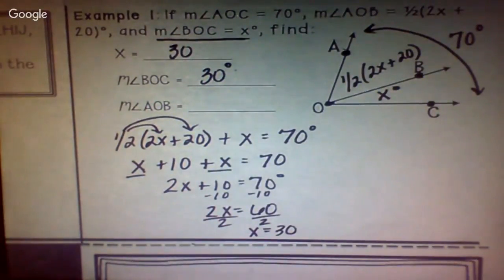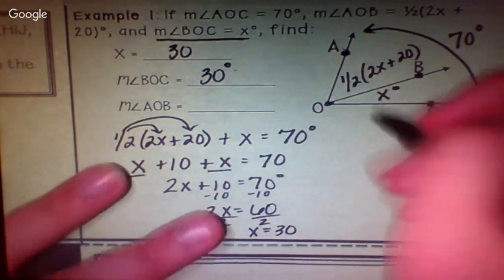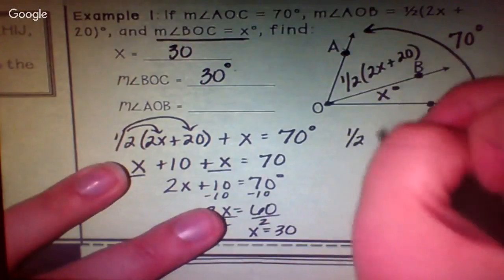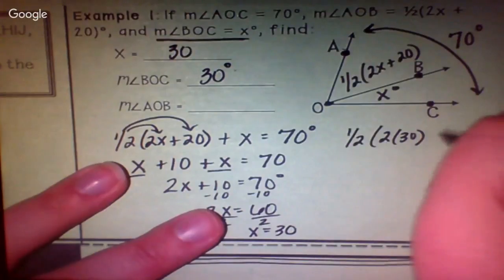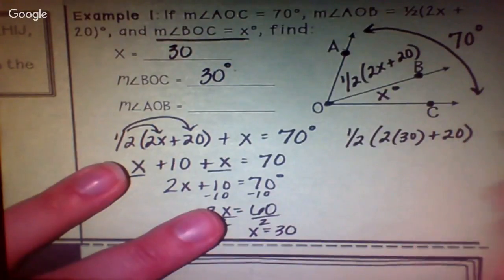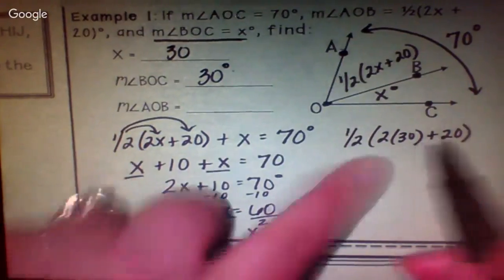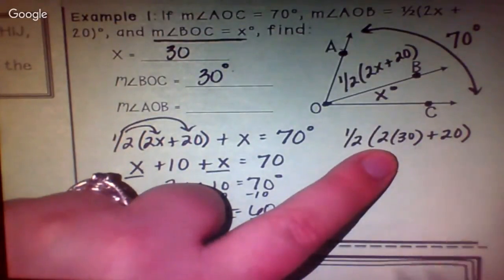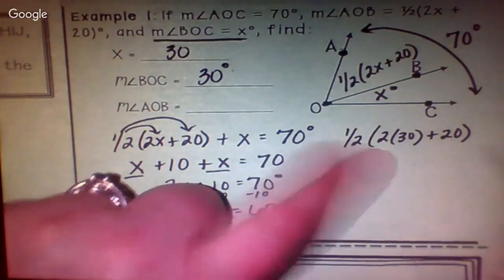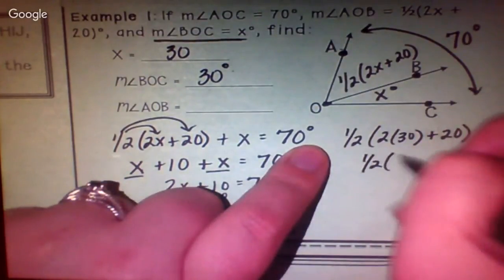What is the measure of angle AOB? This one we've got to do a little bit of work. So it's 1/2 of 2 times x, which is 30, plus 20. So 2 times 30 is what? 60 plus 20. 80. So what is 1/2?